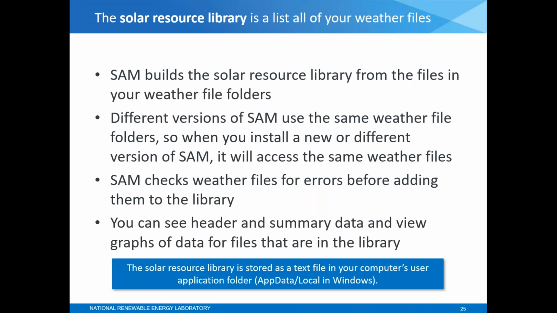In the process of building the library, SAM checks the weather file for errors, which can be helpful for identifying problems with your weather file. And then when you select a file from the Solar Resource Library, you see header and summary data right in SAM, which is useful for understanding what weather data you're working with. And for those of you who are interested, the Solar Resource Library is actually just a text file that's stored on your computer's application folder.